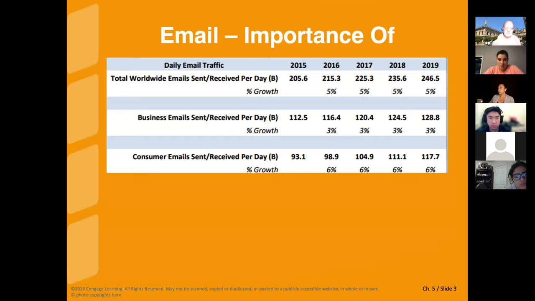Let's think about this. First of all, why is this even an important topic? If you look at this chart, this begins to explain why. On a global basis, in 2019, the last year that I had data for, there were 247 billion emails sent in that one year. That's an unbelievably huge number. Of those, 129 billion were business emails, and the rest of them were just personal ones. Business email is growing at a pretty steady rate of about 3% every year.